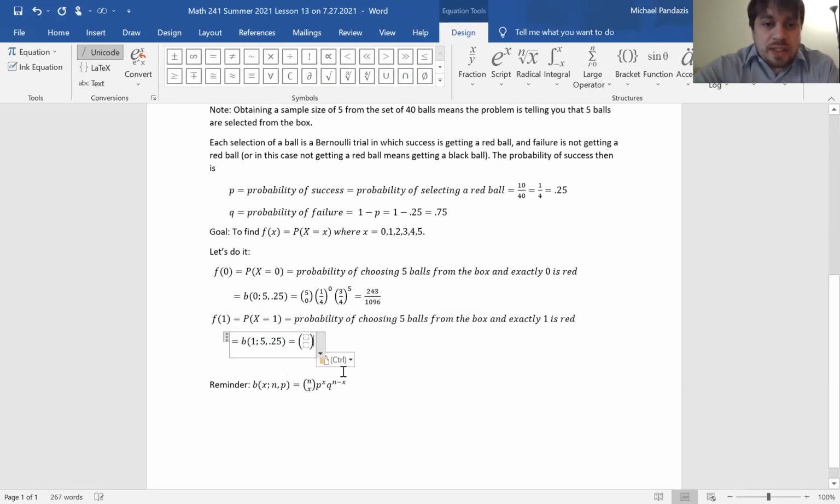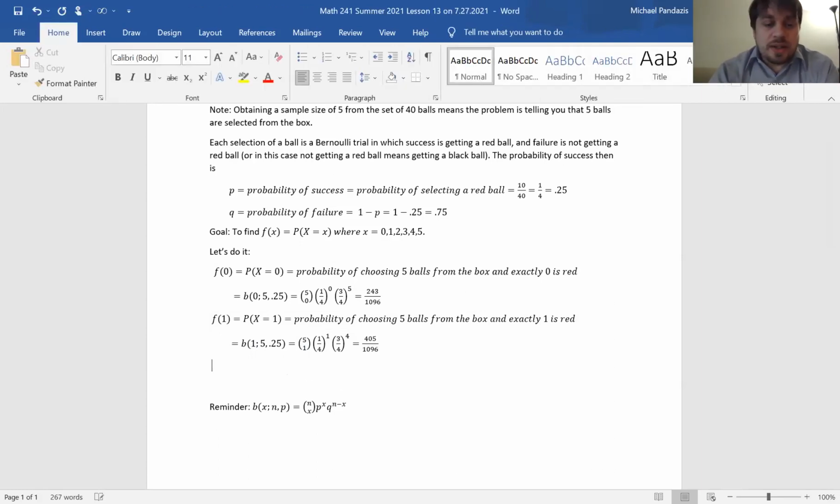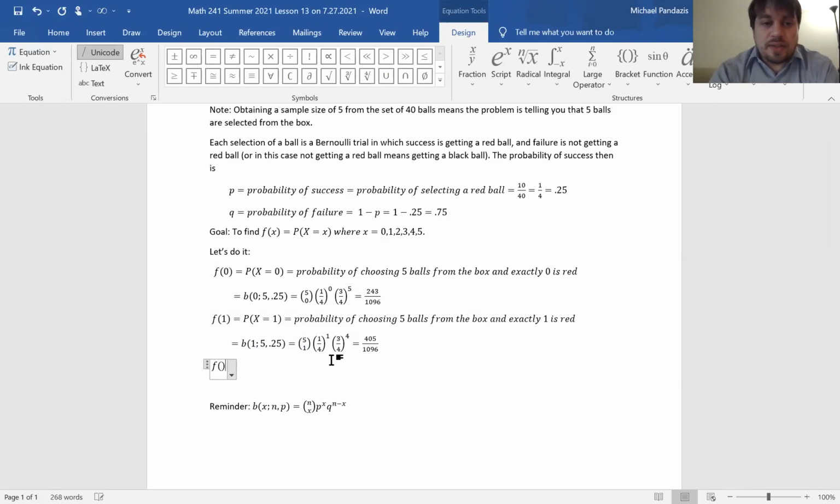And so now this is going to equal 5C1, and probability of success is 1/4. And so now it's 1 success, probability of failure is 3/4, and now there are 4 failures. And so you calculate that, and you get 405 divided by 1096. Okay, and we continue. And so you see that the only thing that's changing is one number, right?